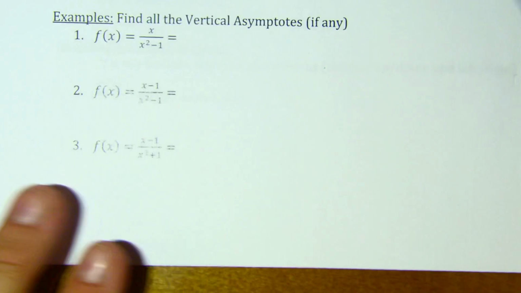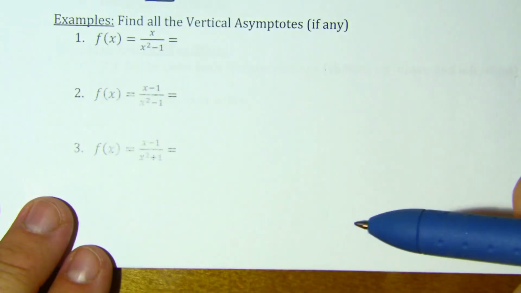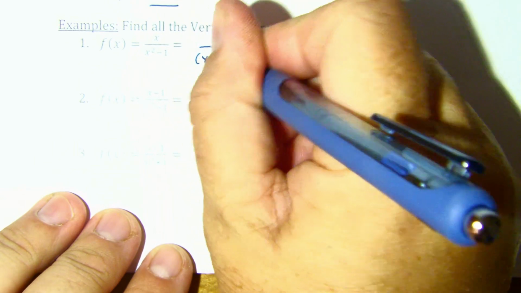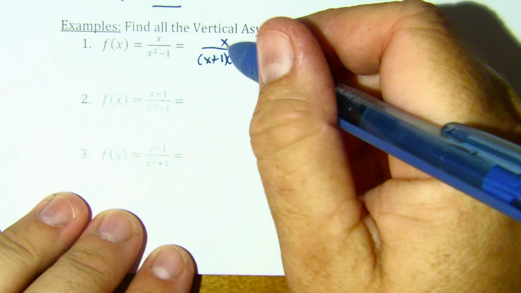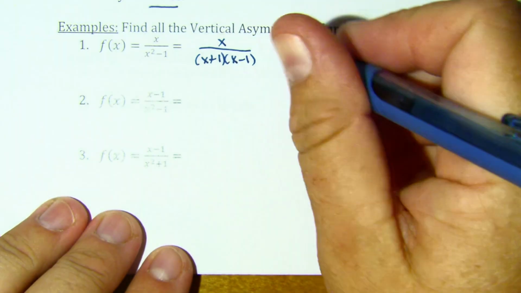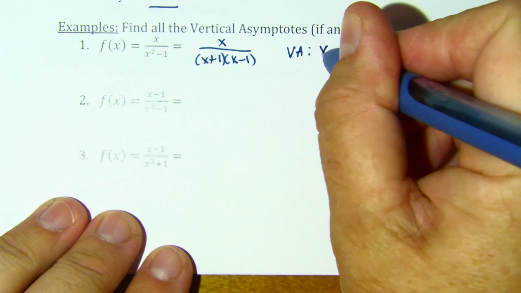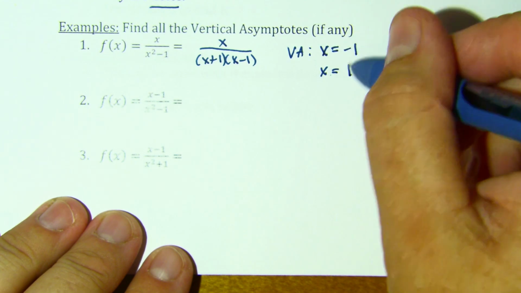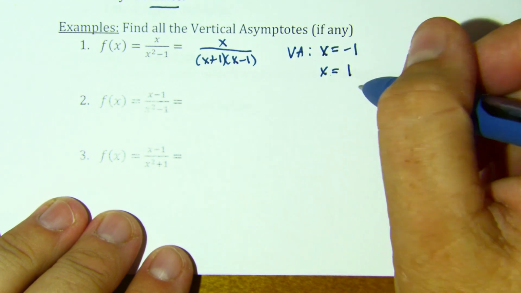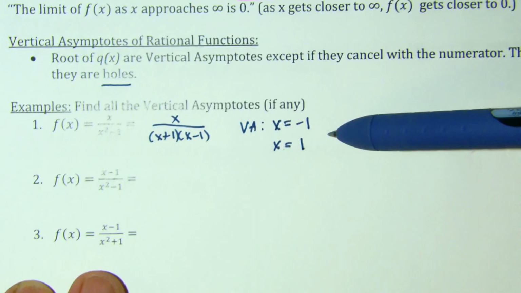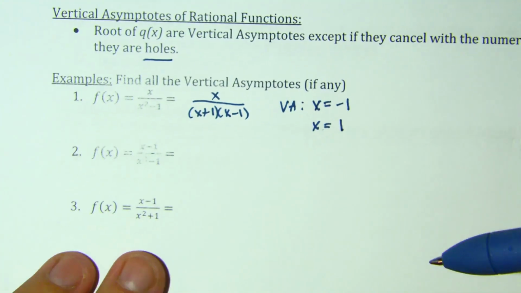So as a first example here, we have x over x squared minus 1. And we can go ahead and factor that. x plus 1, x minus 1. And none of those factors cancel with the numerator. So what that means is that I have vertical asymptotes at x equals negative 1 and x equals 1. And you do want to write them like this, x equals negative 1 and x equals 1, not just the numbers, because these are actually equations. Notice the vertical asymptote here is an actual line. So we need to have an actual equation for these vertical asymptotes.